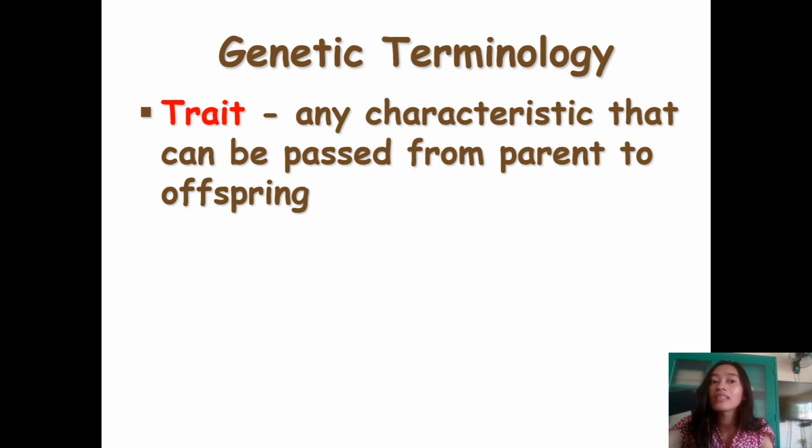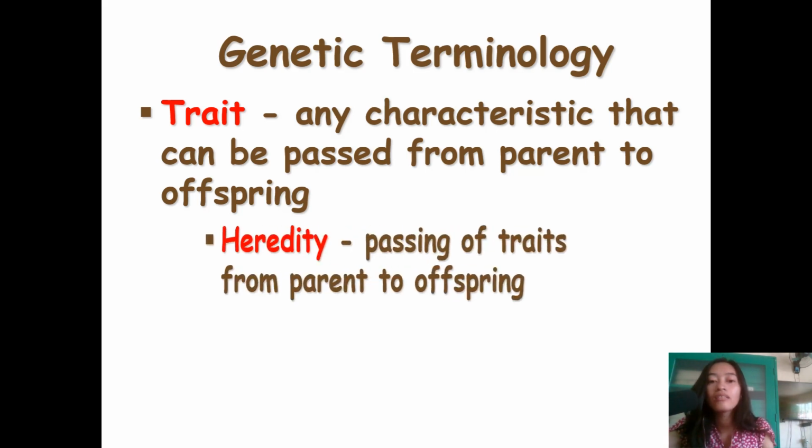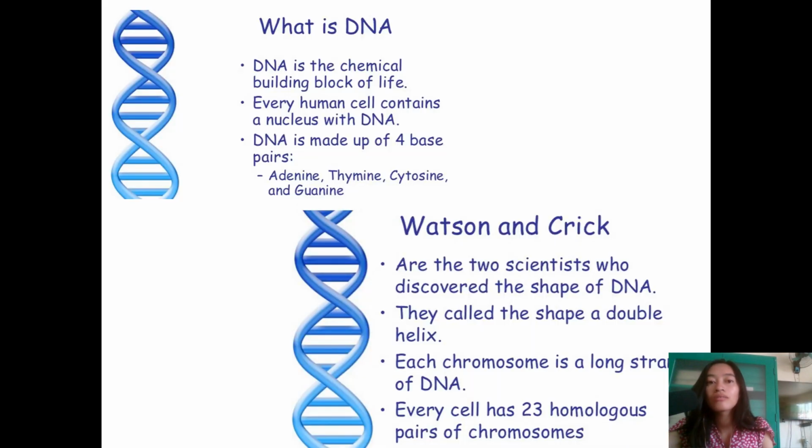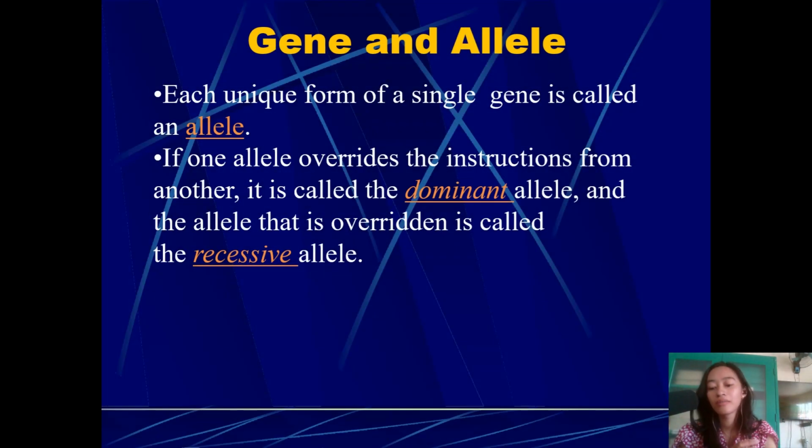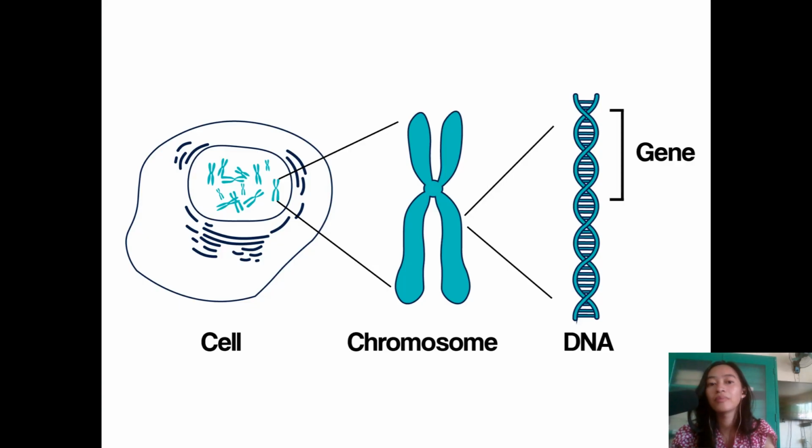So we have terms like trait. The trait refers to any characteristic such as hair color, eye color, seed shape, flower color, and so on. And we also have the terms gene and allele. Inside the cell, there is the nucleus, which contains the chromosomes, the condensed version of the DNA. So along long strands of DNA, in specific sections, you will have the genes, which give instructions for a certain trait to appear.